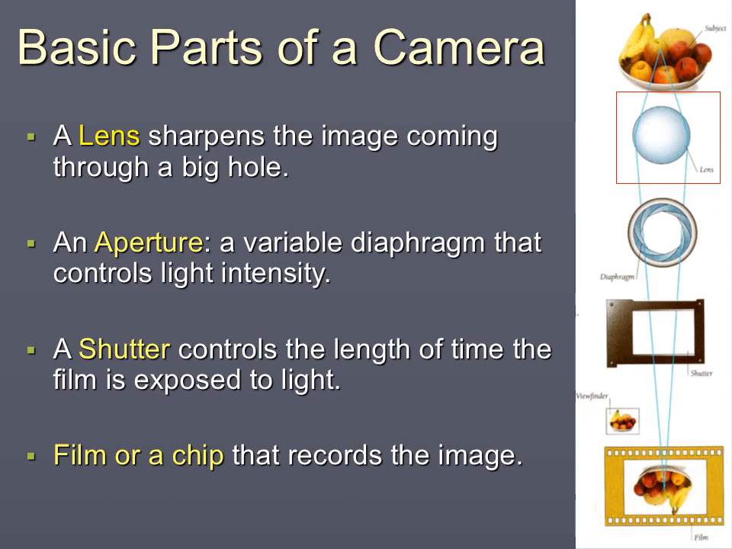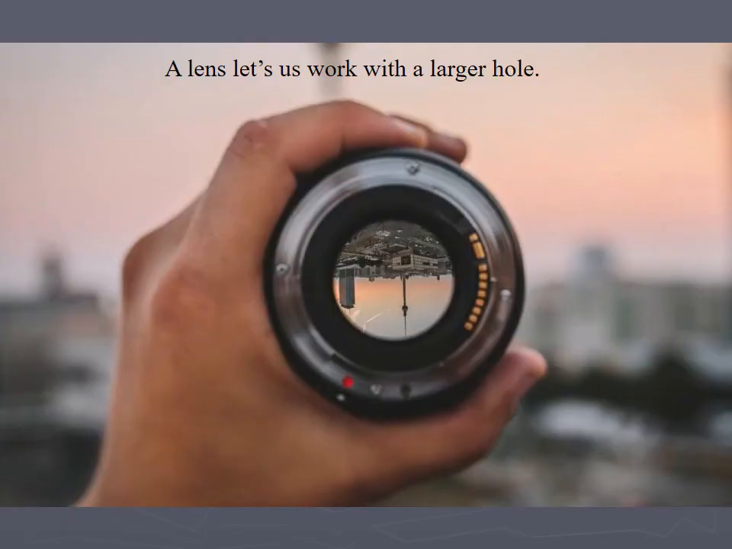It controls the length of time the film is exposed to light. And then in the back is the chip. In the old days it was film. So those are the basic parts of the camera. The lens, the aperture, the shutter, and the chip. So what a lens does is it lets us work with a larger hole. Notice that the image is still coming in upside down and backwards.